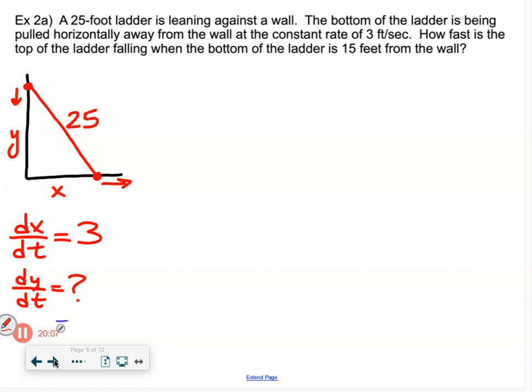How fast is the top moving when the bottom of the ladder is 15 feet from the wall, so when x equals 15? I need an equation that relates the variables.